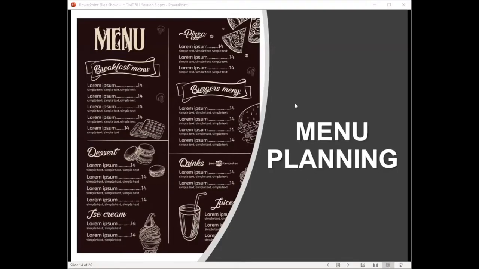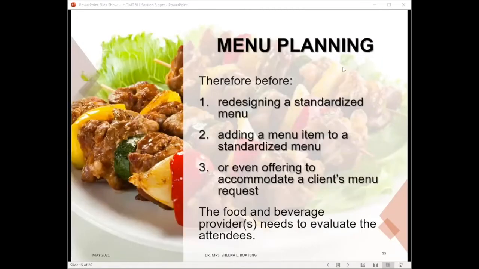So like I was saying, let's talk about menu planning and how to be able to go about it to ensure that each of our attendees is adequately taken care of. So when it comes to menu planning, you always have to think about what is included in the menu that you are going to serve to your attendees. Now, this will usually involve starting from the point of a standardized menu, which you can either decide to retain or redesign or add a few items, or decide that you will go ahead and accommodate what the client is proposing, rather than building from your own standardized menu that you can either redesign or add on.